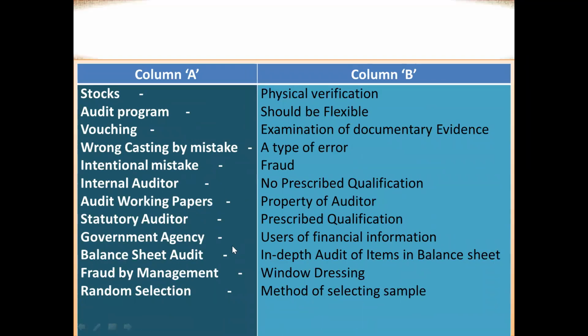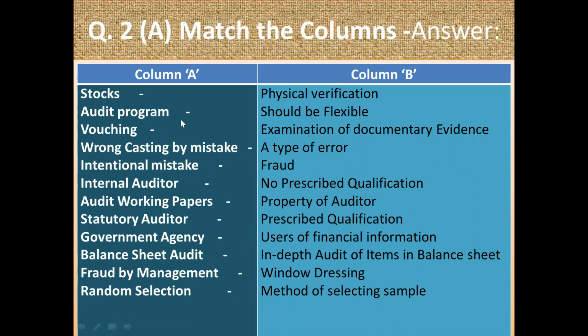Okay. So this is the answer for your last question of the method. This is the way you have to write the answer in your answer sheet. Column A, column B, that format remains the same. But when you write the answers, write the stock in column A, and in front of the stock write the answer as physical verification. This is the way to write the answer in the answer sheet for match the columns.